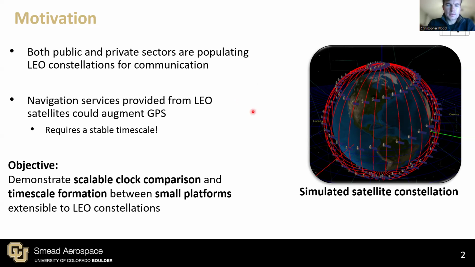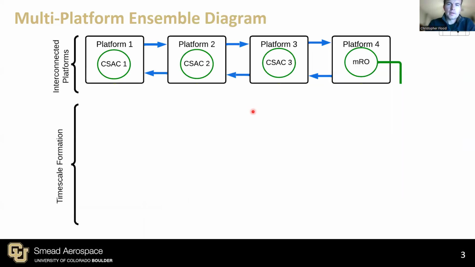The goal of this paper is to demonstrate scalable approaches to clock comparison, as well as timescale formation between small platforms, which is extensible to low Earth orbit constellations. A block diagram of our hardware implementation is shown here, with the top section meant to represent the interconnected platforms, and the bottom section, which will be revealed in just a minute, meant to represent the timescale formation.